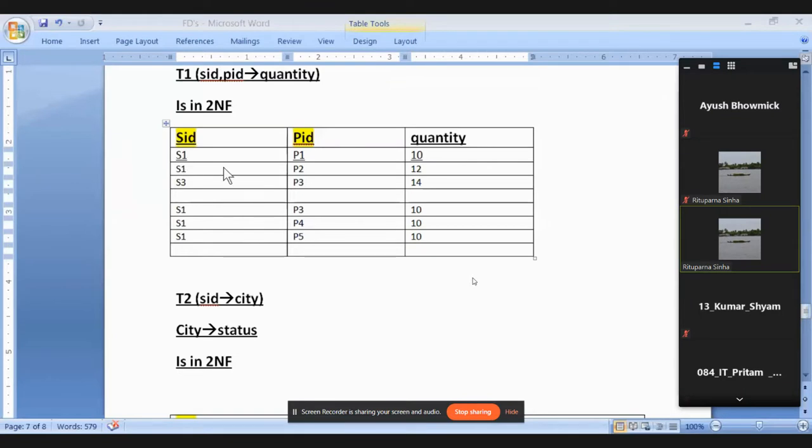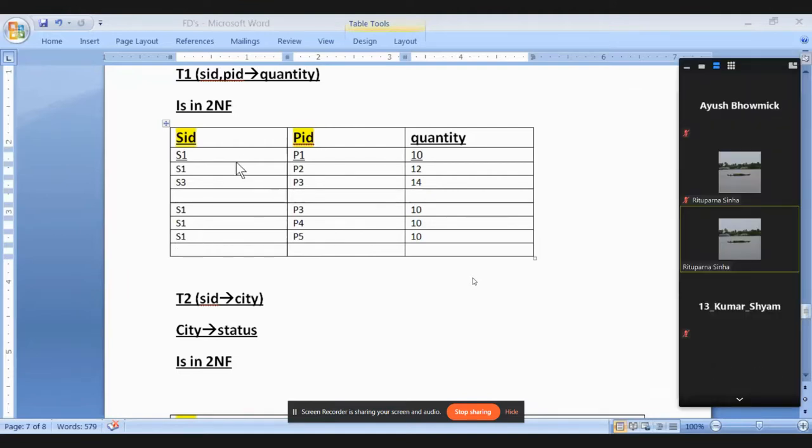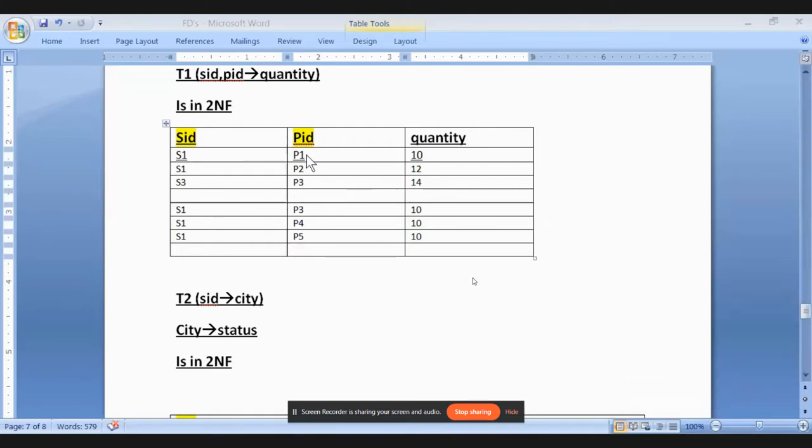redundancy doesn't mean repetition, isn't it? I said redundancy doesn't mean repetition. Here S1, S1, S1, S1 is repeated many times, but the repetition is necessary, because supplier S1 is supplying multiple products. If supplier S1 supplies 100 products, I have to repeat S1 each time, to show who is the supplier supplying the product. It is not unnecessary. Otherwise, the meaning will change.